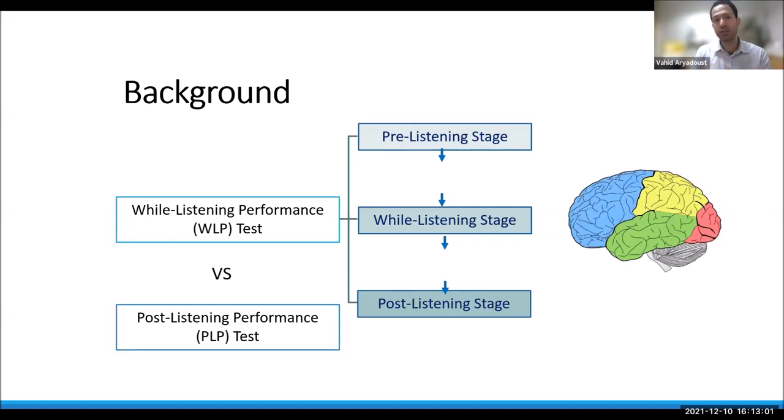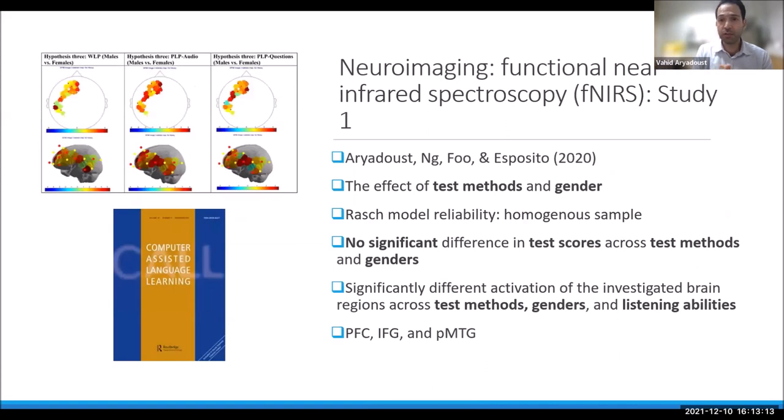So the question is, does it make a big difference at different levels: at the test score level, at the brain level, at the eye level, and so on and so forth? Well, our first experiment, which was published in Computer Assisted Language Learning, showed that although test scores were not sensitive to the differences of test takers, of course, this was a small sample of around 25 people, the method that we used, that is the fNIRS technology, was pretty sensitive to different activation patterns of the brain. So the brain was functioning differently under different test methods.